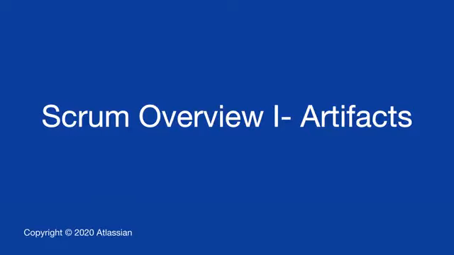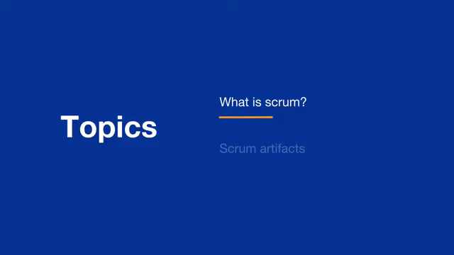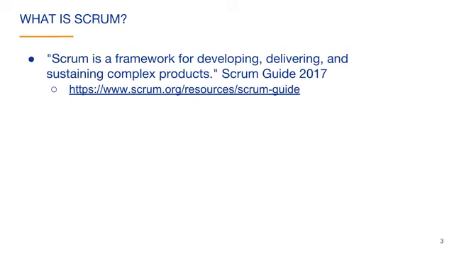In this video, we will discuss an overview of Scrum and discuss Scrum artifacts. We will start by discussing Scrum in general. According to the Scrum Guide, which is written by the creators of Scrum, Scrum is a framework for developing, delivering, and sustaining complex projects. It is a relatively simple framework for dealing with complex, unpredictable projects. By framework, we mean that Scrum contains basic structures and ideas for completing a project.